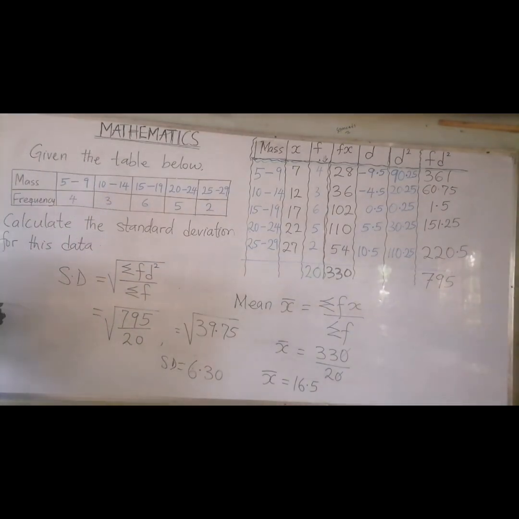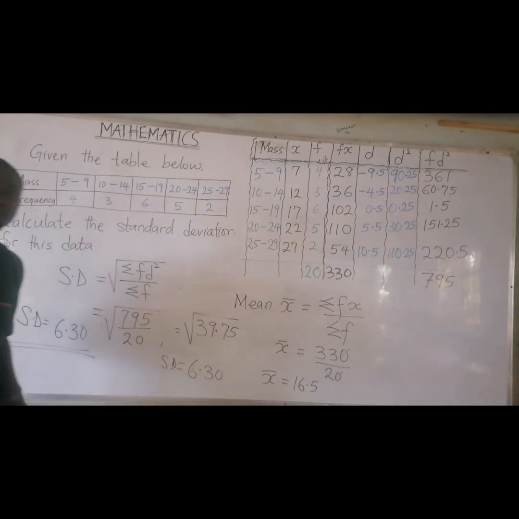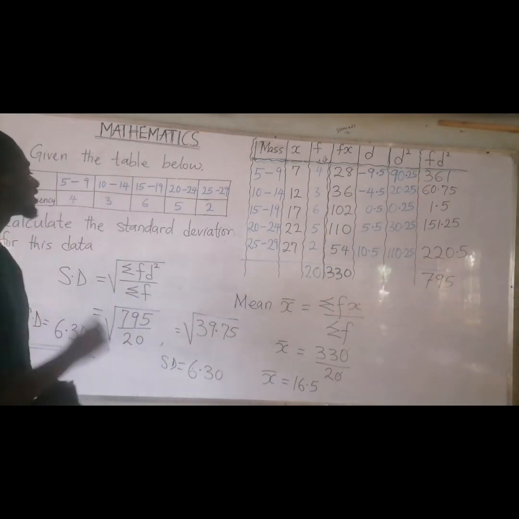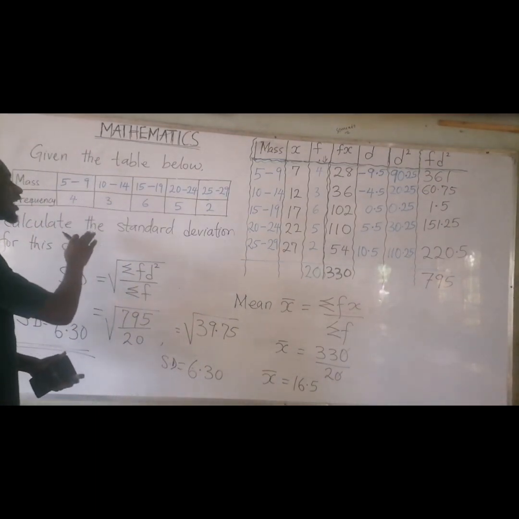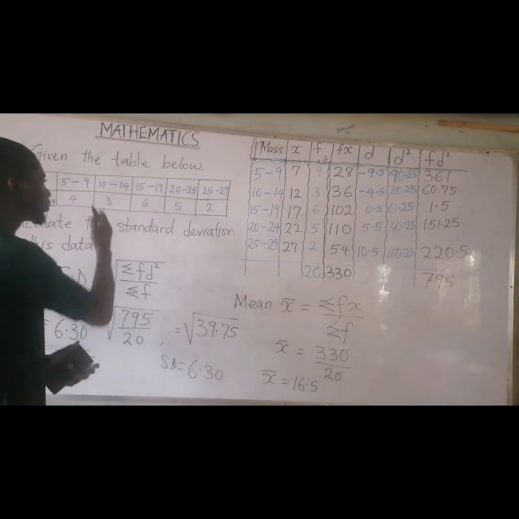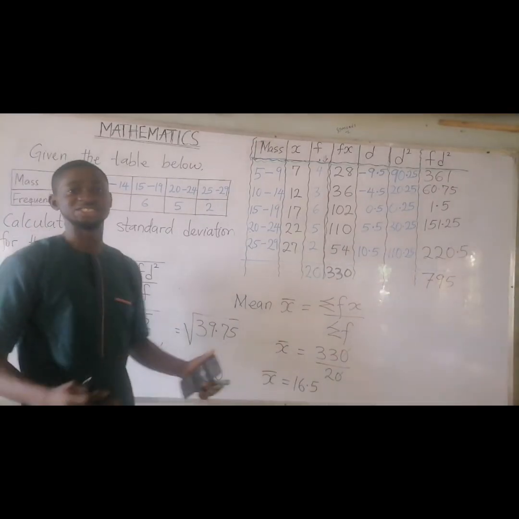So therefore, we can say the standard deviation for the given table of data above is 6.30. And we have conclusively determined the standard deviation for this given data. Remember, this is grouped data and this is how it is done.